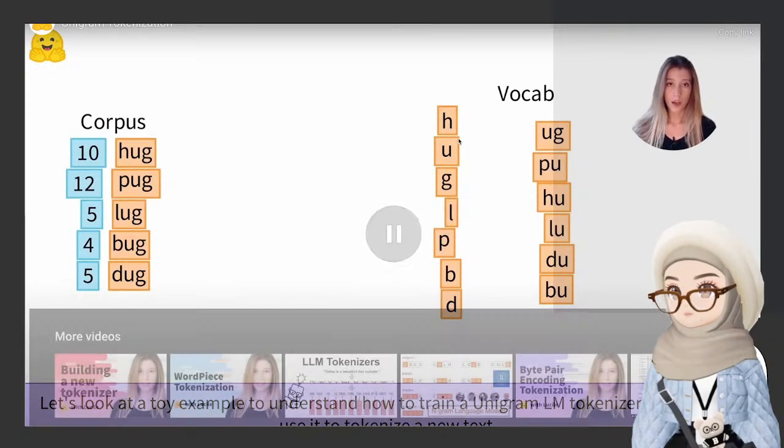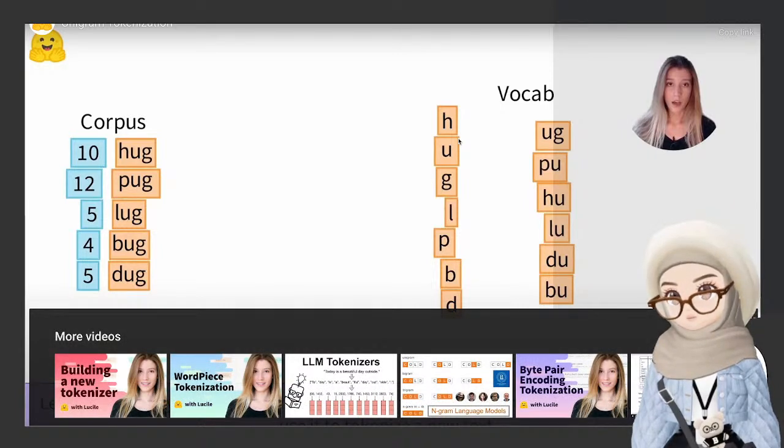Why does our vocab look like this? What did I miss?